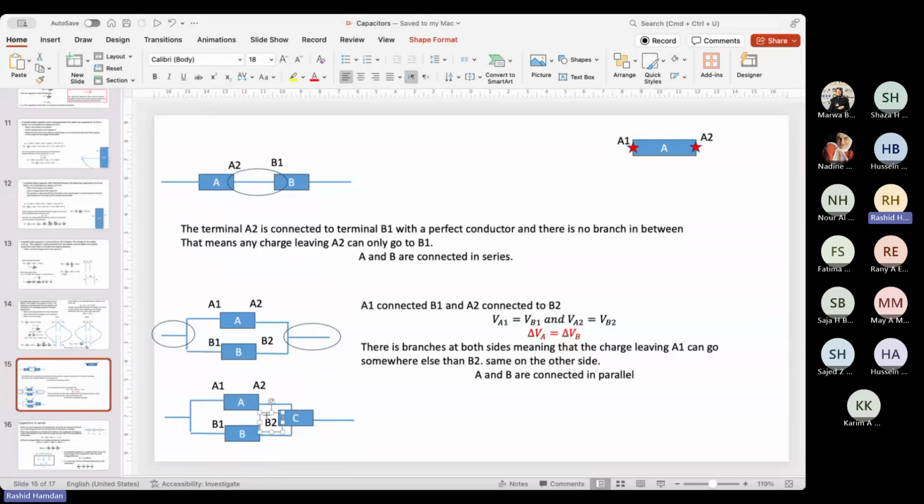Why? Because there is C in the middle. So the voltage is not the same. It's not necessarily the same voltage because we have to take into consideration the voltage across C. So in this combination, it's neither series nor parallel.